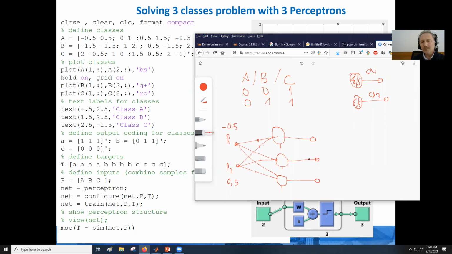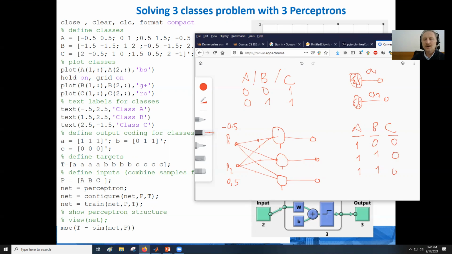If we have 3 outputs, we should change our coding system to 3 binary digits. Yes, A, B, and C. If you are using 2 neurons like that, this coding system is okay. But if you want to use 3 neurons, you can, but you need to change the output coding system. For example, for A, we have used 1, 1, 1. For B, 0, 1, 1. For C, 0, 0, 0.